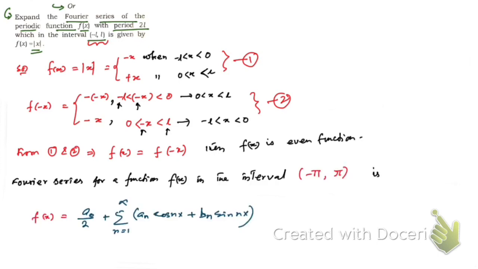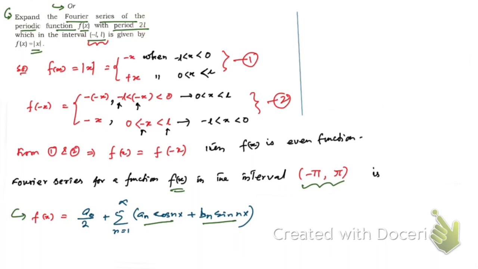So the Fourier series for a function f of x in the interval minus pi to plus pi is given by f of x equals a naught by 2 plus summation of a n cos nx plus b n sin nx. So that's what we get. Now let's move on to the next slide. Before going to the next slide, let me write here something.